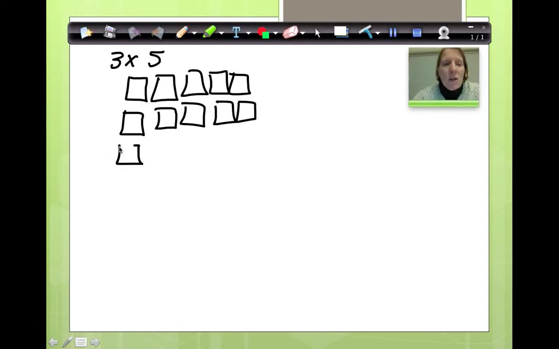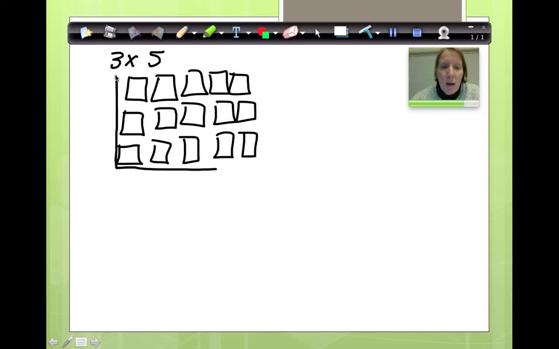Now just like dots, we need to line up our squares when we make our array. Now one thing you'll notice is that we have space in between these because I'm not making a grid. I'm not measuring the area, I am making an array. Now, this is a 3 by 5 or a 3 groups of 5 array. Let me draw another one.